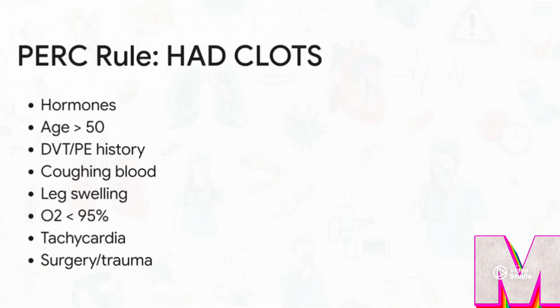But what happens if you score low on the Wells criteria? To avoid blasting a patient with unnecessary and potentially harmful radiation from CT scans, doctors use the PERC rule, which they remember with the mnemonic "had clots." If a patient is already deemed low risk and they don't have any of these 8 specific features, say they're under 50, their oxygen is above 95%, heart rate is normal, then boom, no further testing is needed. The clot is officially ruled out. It is a brilliant, totally safe way to clear patients quickly.